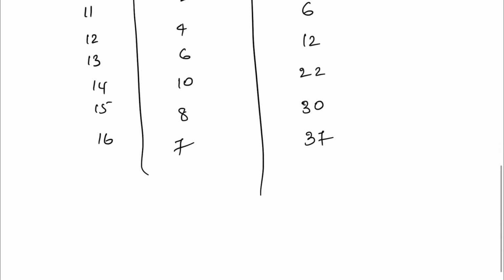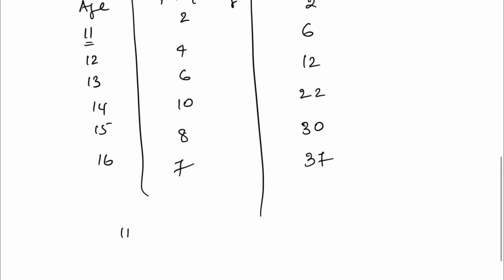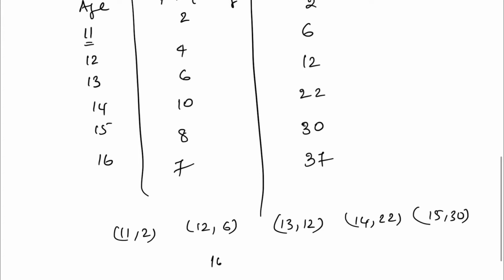Now how do you proceed? You have the points now. This is not a class interval, so directly you can take these values for plotting the ogive, right? 11, 2; 12, 6; 13, 12; 14, 22; 15, 30; 16, 37.